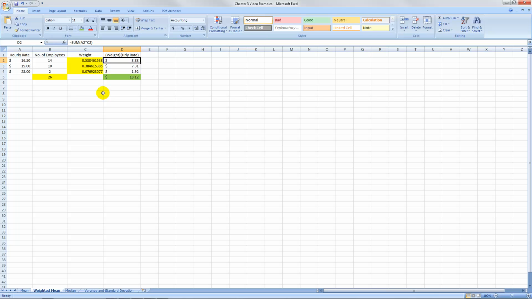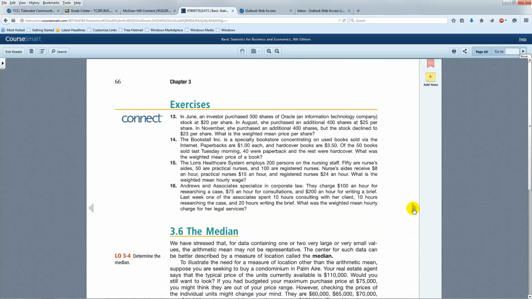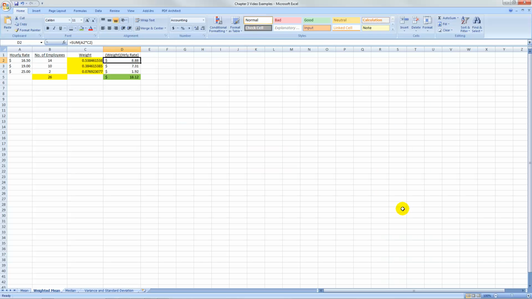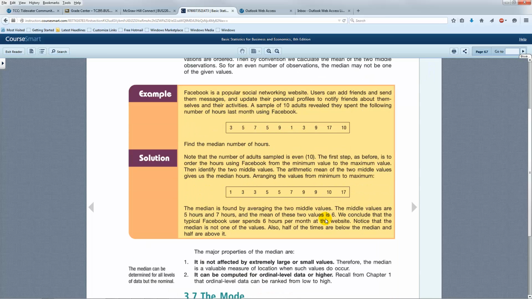So now we're going to look at median. The median is the physical location in a group of numbers, and it's basically a midpoint of all the values presented. So when we look at median in the textbook, we're looking at the example on page 67.